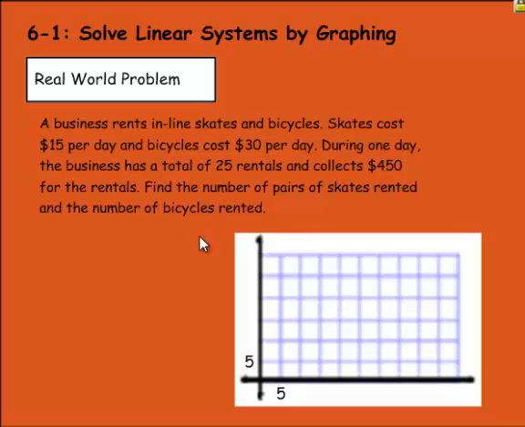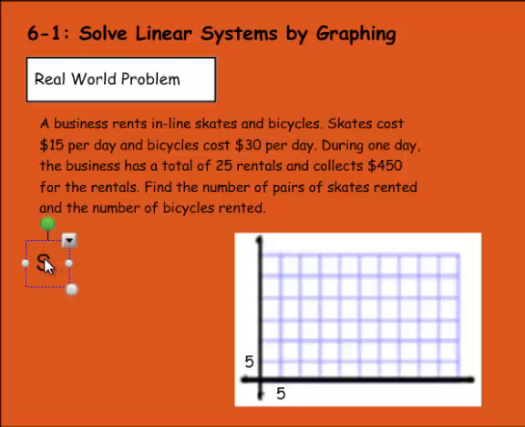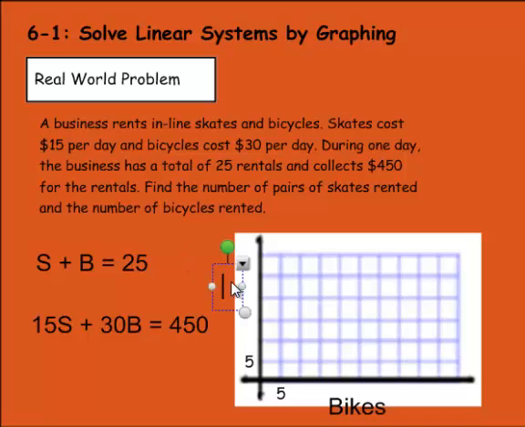So here we actually have to create a system, then solve it. Well, it gives us the answers for two of the equations. There's a total of 25 rentals, and there's a total of $450 spent. So I know that my system here would be skates plus bikes equals 25. I also know that skates are $15 per day and bikes are $30 per day. So I would say 15 times S plus 30 times B for the bikes equals the $450 that we would need. So here are my two equations. If I made this bikes, that would become my X, I guess you could say. And if I made this skates, that would become my Y.